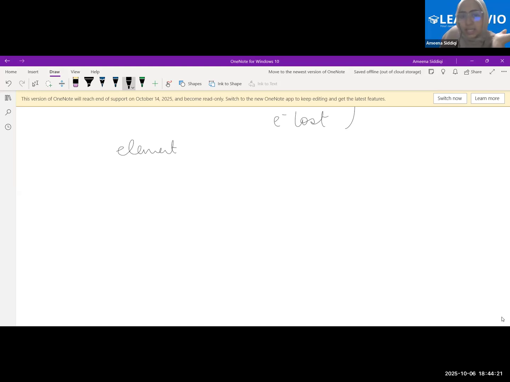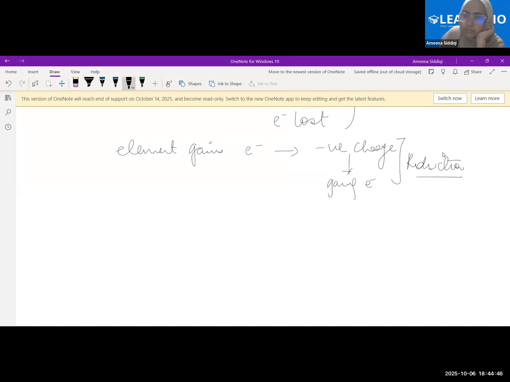And when the element gains electron in the chemical reaction, will it attain any charge? It will attain the negative charge. If it is attaining the negative charge, that means it is gaining electron, the same thing, and this is nothing but reduction. You can write this. Then the very important point here is that, let's suppose this is the element, that's it.